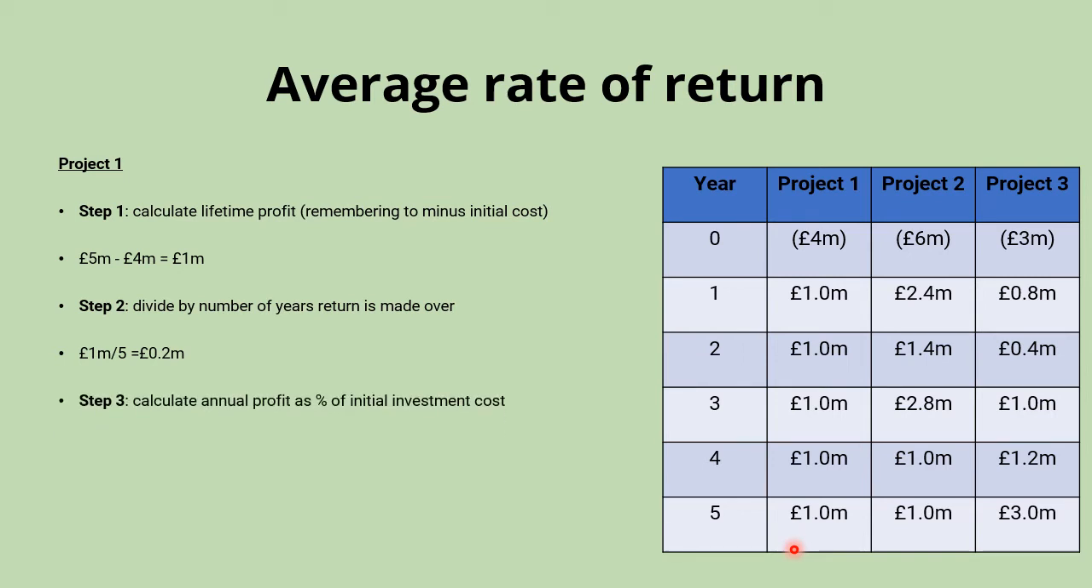And the third step is to turn this annual profit into a percentage of the initial investment cost using our formula, the average annual profit, which is what we've just worked out as 0.2 million, divided by the initial outlay for project 1, which is 4 million, which gives us our answer for our average rate of return, 0.2 divided by 4 times 100, 5%.